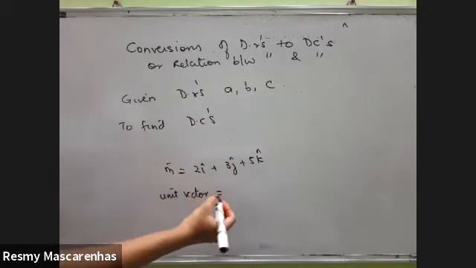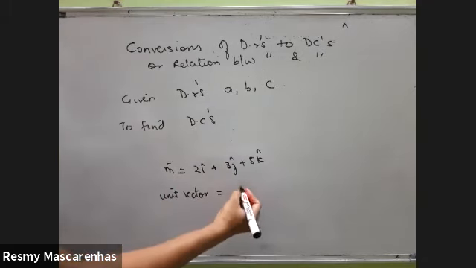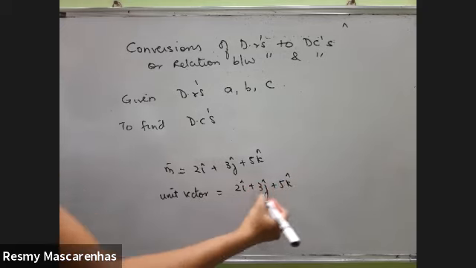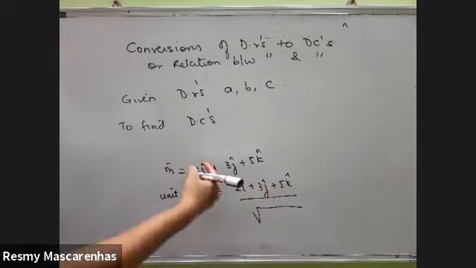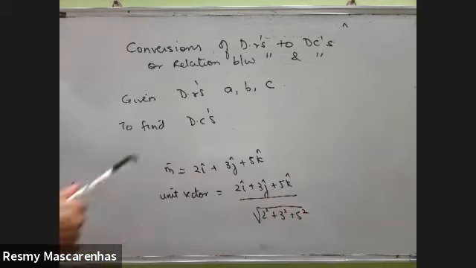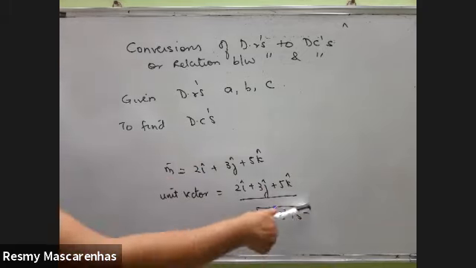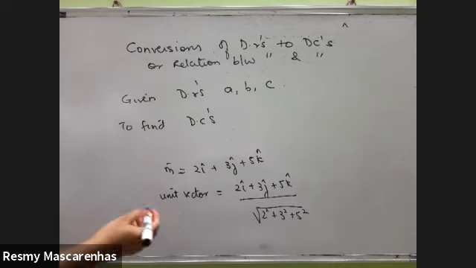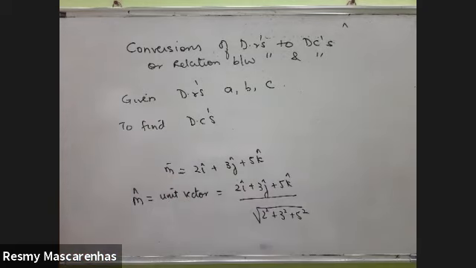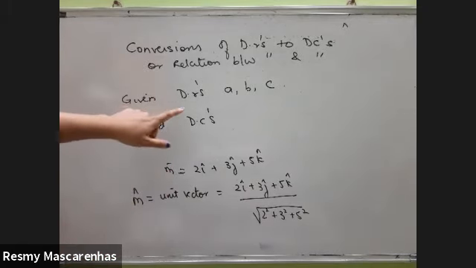How do we make it a unit vector? Always divide by its root, the square root of the sum of the squares of its components. The moment you divide by this, it always becomes a unit vector. So m bar becomes m cap. This is what we studied in vectors. Any given vector you can convert into a unit vector, and basically that is the same logic we'll apply here.